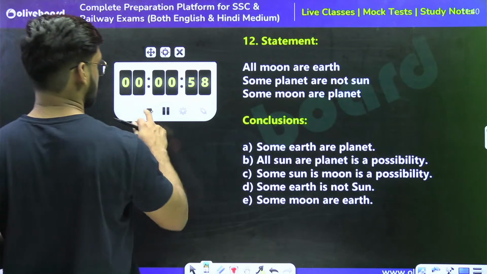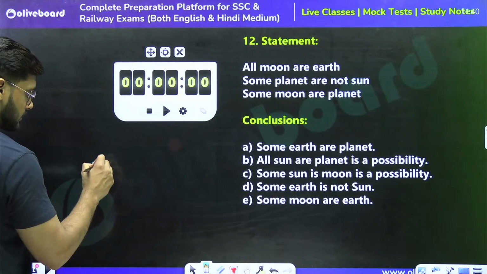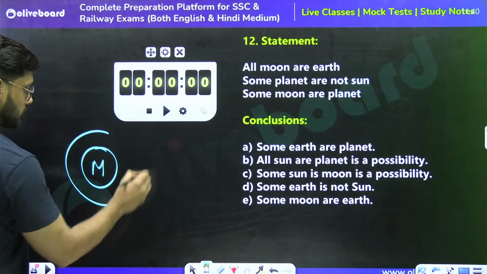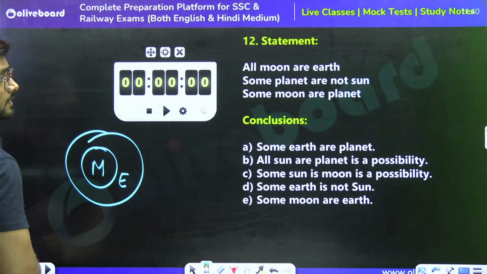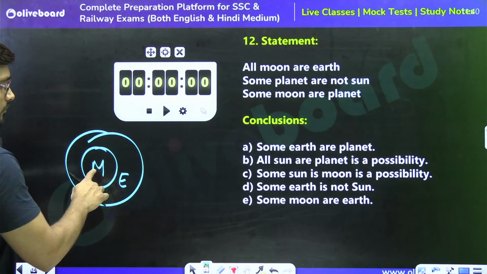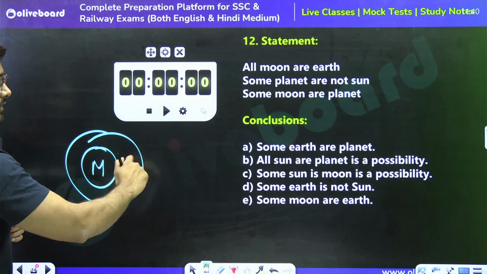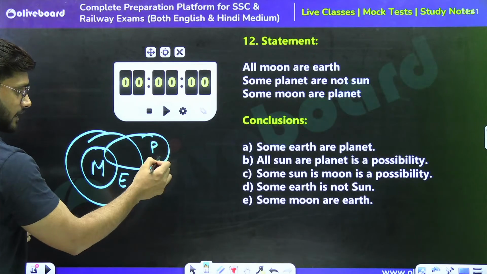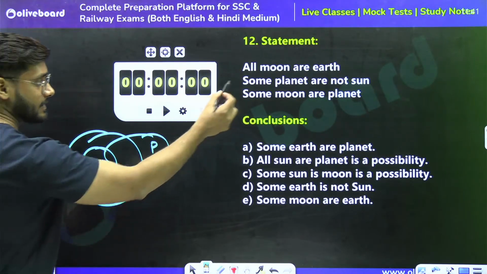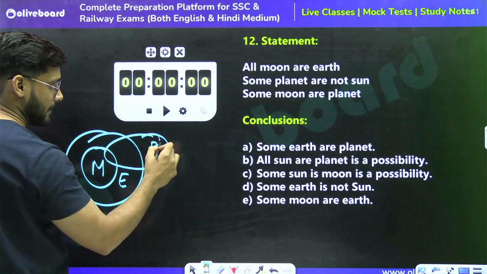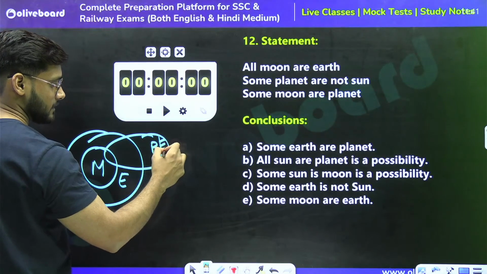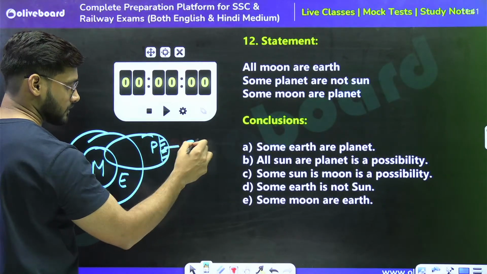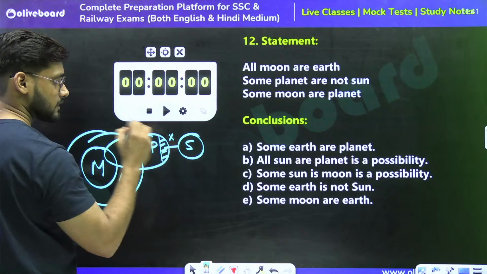Let's see the right answer for this one. All moon are earth. All the moon are coming inside earth. Some planet are not sun. Moon, earth and planet are different. Some moon are planet, so planet will by default make a relation with earth. And there are some planet which are not sun. So I am marking this much planet. This much planet is not having a relation with sun.